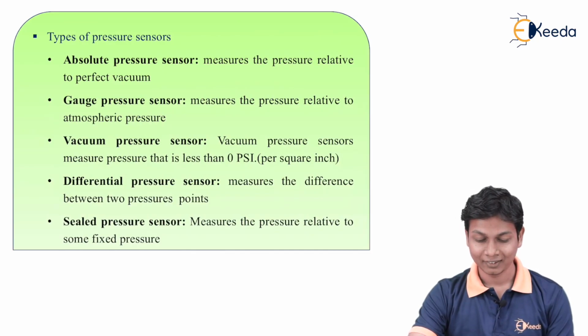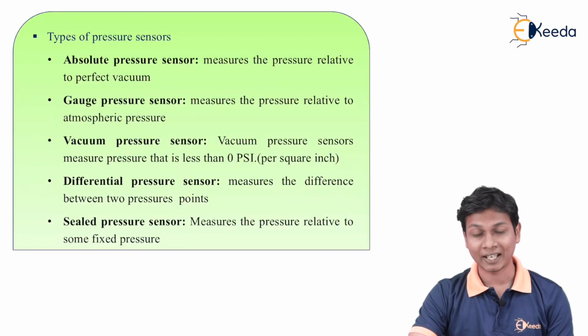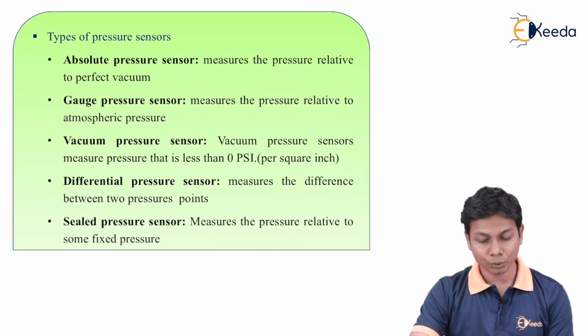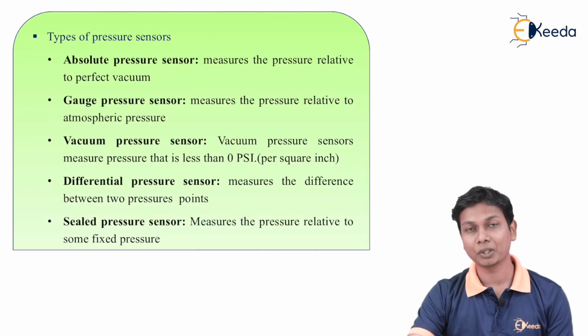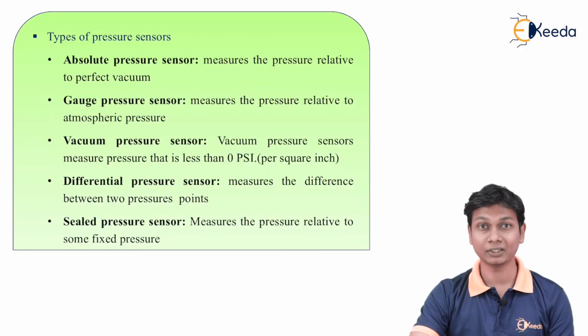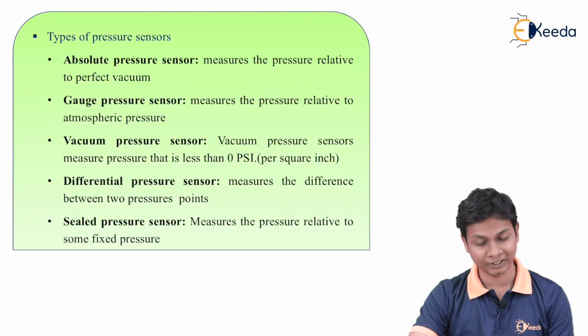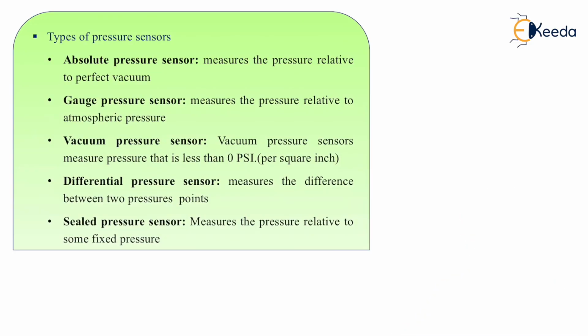Vacuum pressure sensor is used to measure a pressure less than 0 psi, where psi is pounds per square inch. Differential pressure sensor is used to measure the difference between two pressure points. Most of the time in industry, two pressure points are available, or more than two pressure points are also there. To measure those particular points, a differential pressure sensor is used. Sealed pressure sensor measures the pressure relative to some fixed pressure.